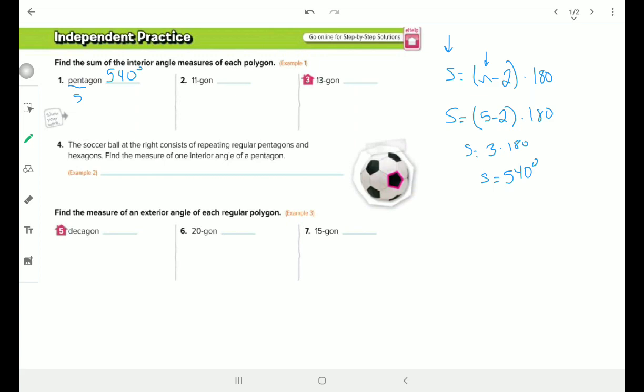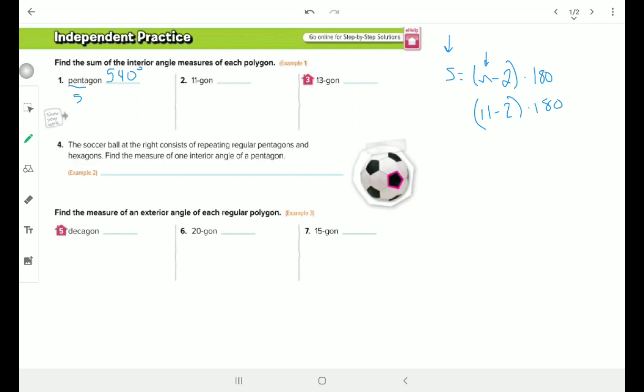Now we would do the same thing respectively with number 2 and number 3. Now it's named an 11-gon and a 13-gon because that's the number of sides they have. So for number 2, you would say 11 minus 2 times 180. And then you would do the same thing with number 3, you do 13.